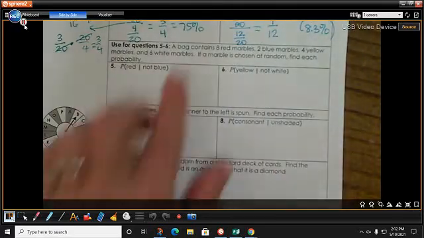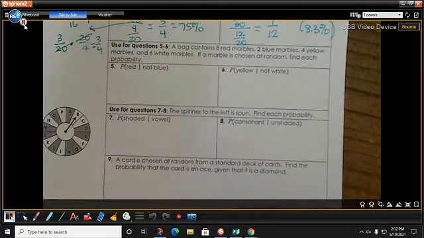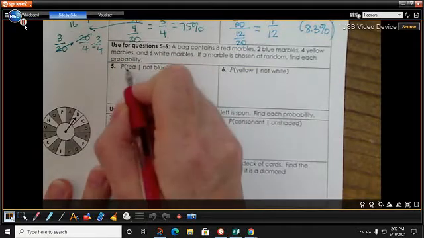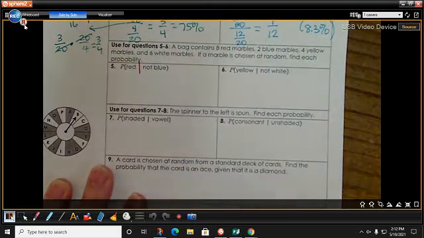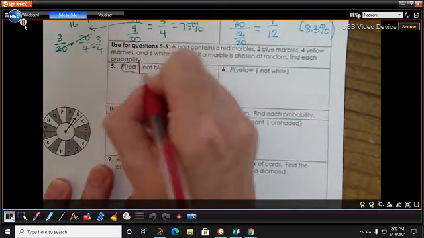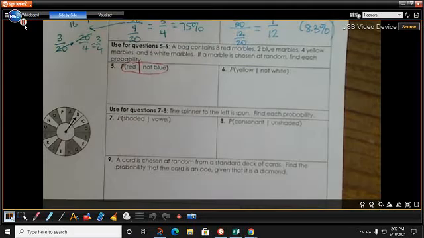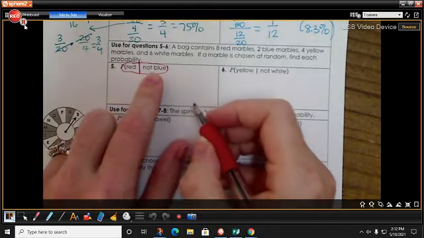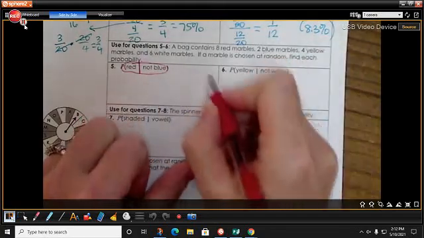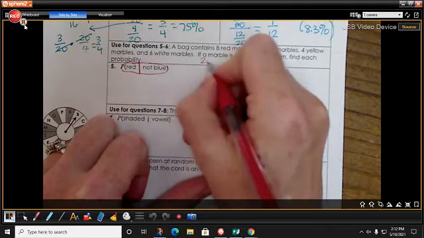For questions 5 and 6, I have a bag that contains red marbles, blue marbles, yellow marbles, and white marbles. I'm going to be looking for the probability of getting a red given that I did not draw a blue. So my chances of getting red and not being blue are, let's see, how many things are red and not blue? Well, there were 8 and 2 is 10 and 4 is 14 and 6. There are 20 total.